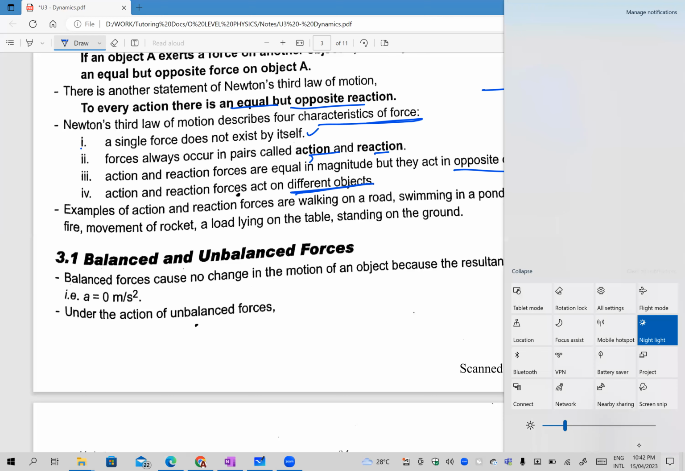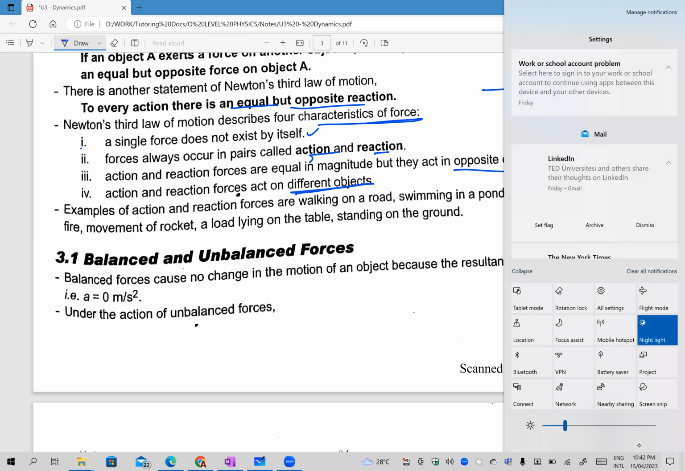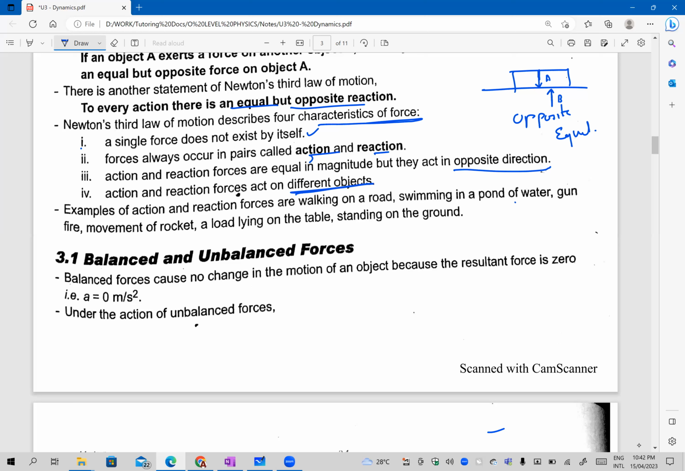Why do these forces not cancel each other out if they're opposite and equal? Like this. Now, both of these forces are acting on the same object. Why do they not cancel each other out?